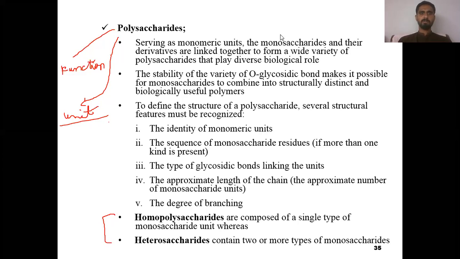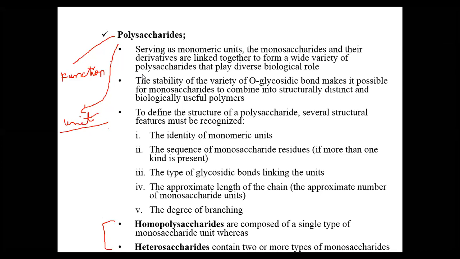Today we will discuss the polysaccharides. Our next topic will be the polysaccharide. Serving as monomeric units, the monosaccharides and their derivatives are linked together to form a wide variety of polysaccharides. The stability of the variety of glycosidic bonds makes it possible for monosaccharides to combine into structurally distinct and biologically useful polymers.